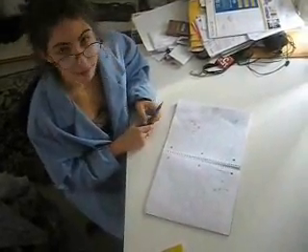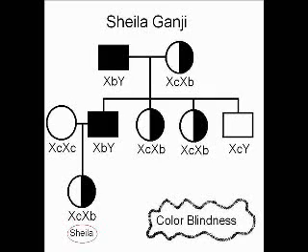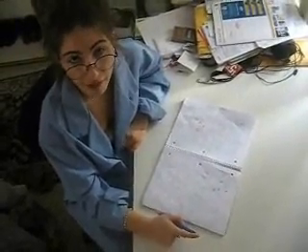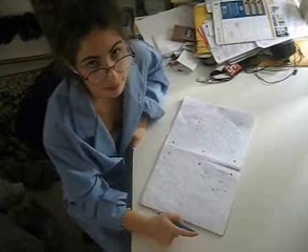Let's take a look at some of the family pedigrees. Sheila herself is not colorblind, but she is a carrier since her dad was colorblind. And if we look at Edwin's pedigree, we see that his mom was a carrier and that he is colorblind. After drawing a Punnett square including Sheila and Hardy, there was no chance of them having a girl that is colorblind.